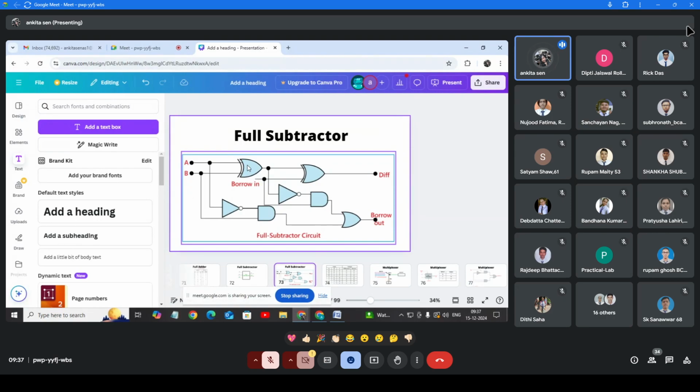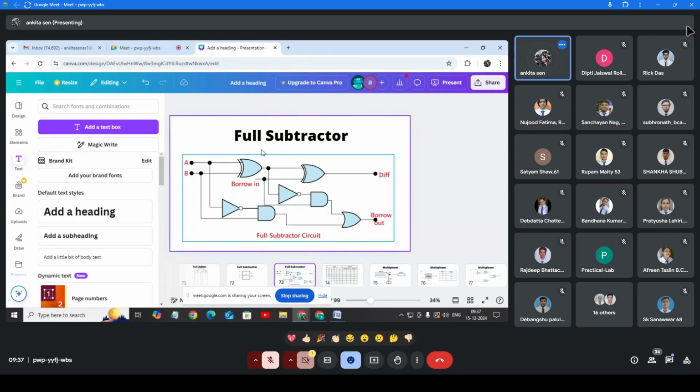Which gate is it? Can anyone tell me? NOR. This is a NOR gate. Sorry, XOR, ma'am. Okay, when there is 0 0, what is the output of the XOR gate? Ma'am, it will be zero. Zero. These are the theoretical questions also, means the viva questions also.